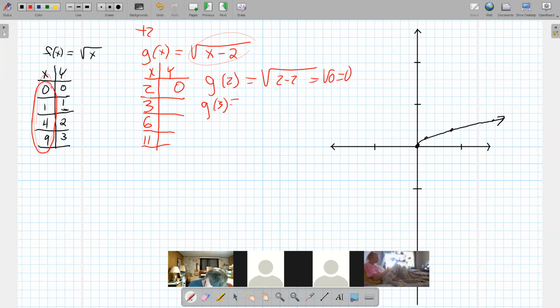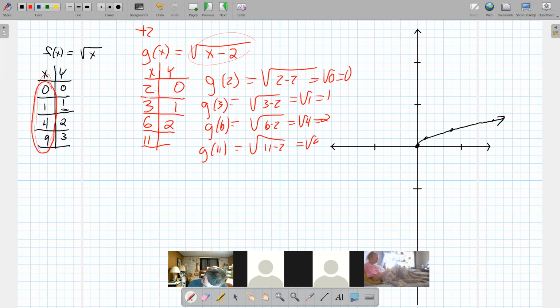G of 3 is the square root of 3 minus 2, which is the square root of 1, which is 1. G of 6 is the square root of 6 minus 2, which is the square root of 4, which is 2. And G of 11 is the square root of 11 minus 2, which is the square root of 9, which is 3. So I still got nice outputs, but I had to adjust my inputs to compensate for the fact that we're going to subtract 2.